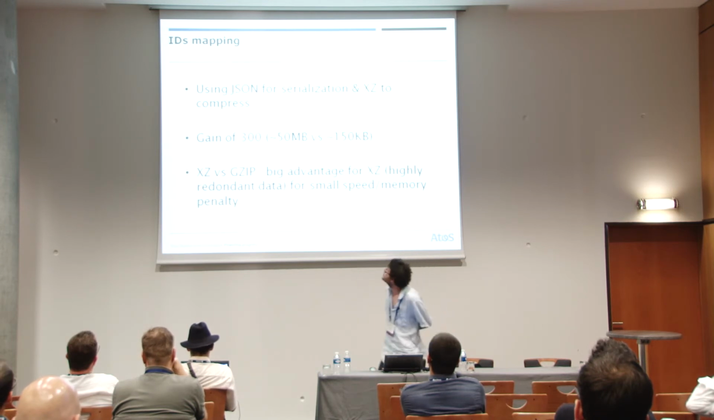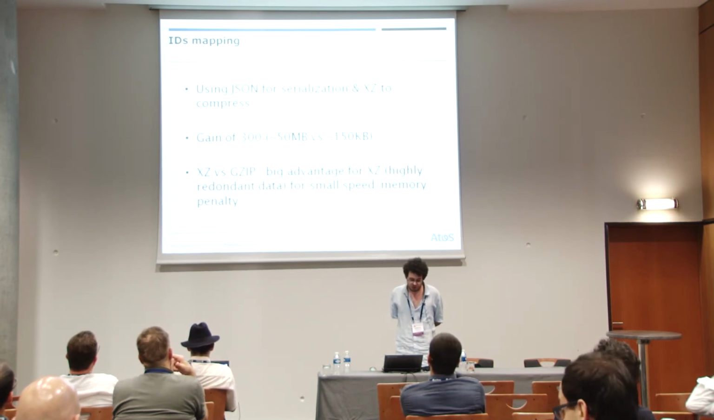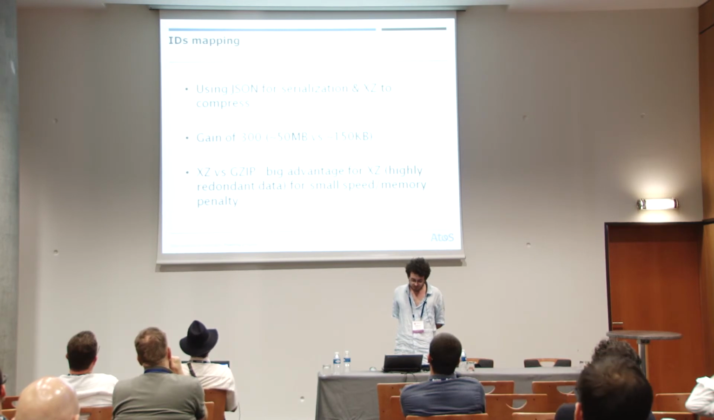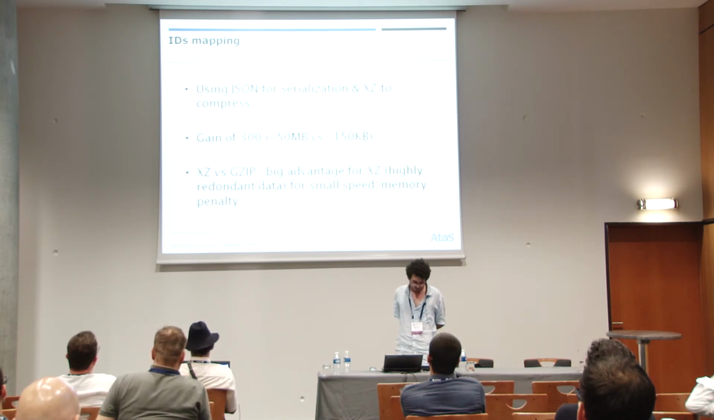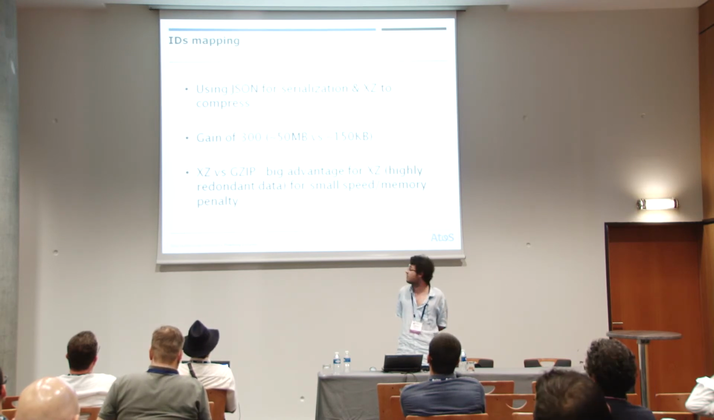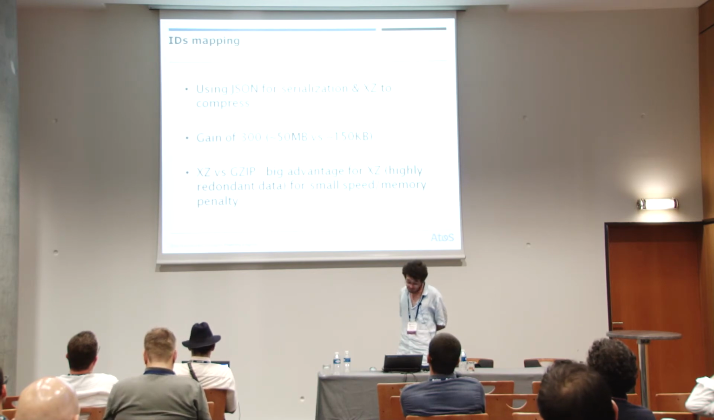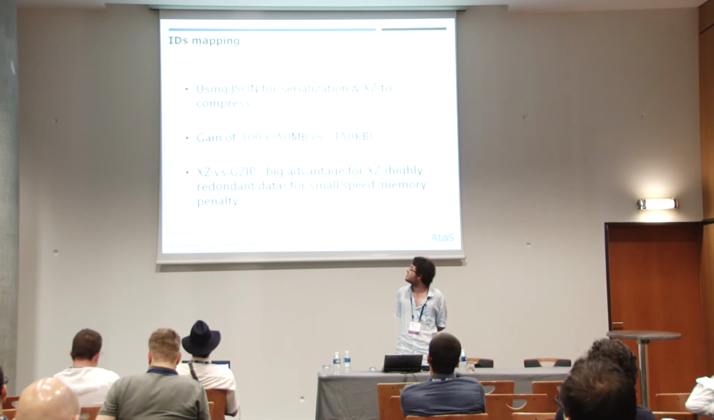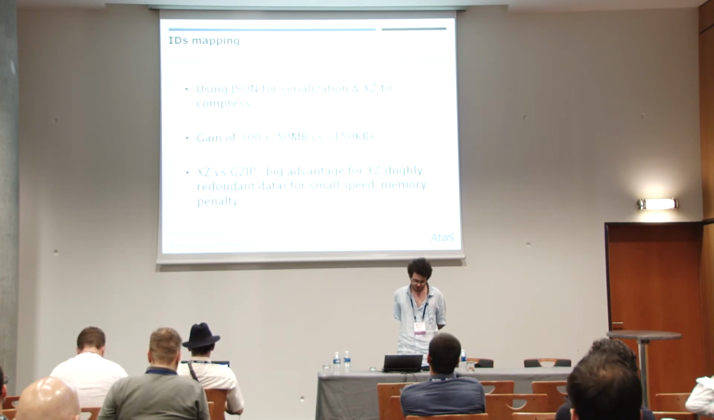So what do we gain? We use standard JSON for serialization and XZ to compress. We gain a factor of 300. Why XZ? Because I tried GZ before, and there is a big advantage for XZ because unique IDs are quite redundant.